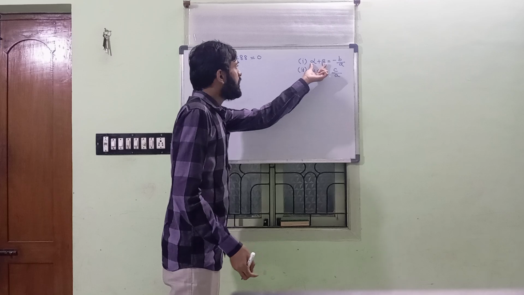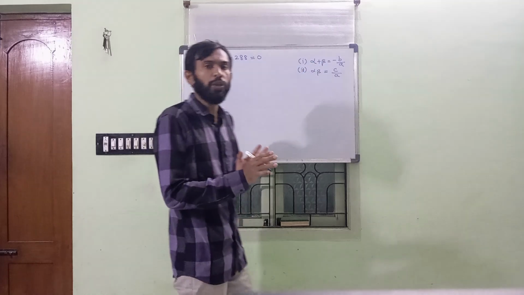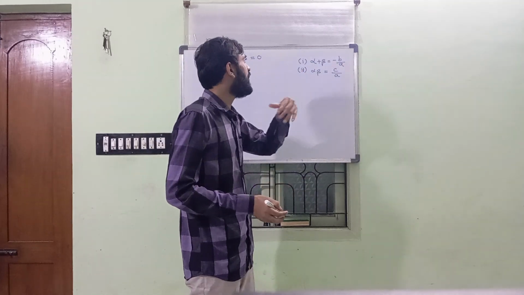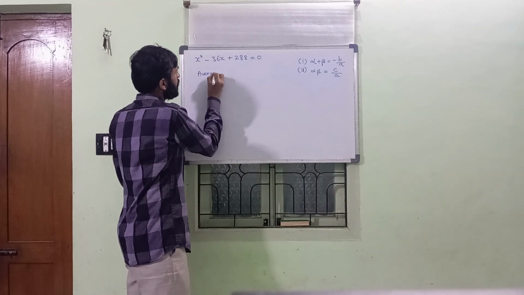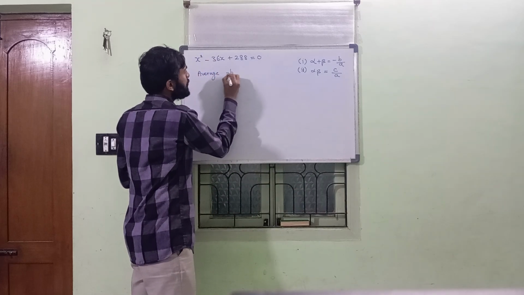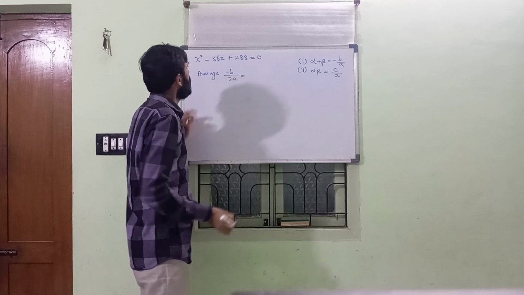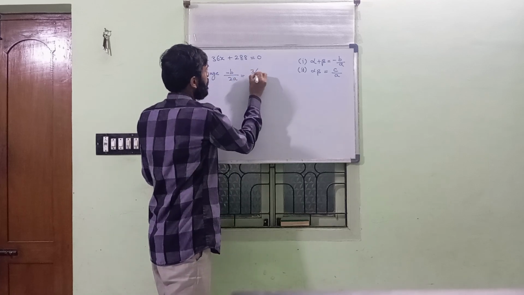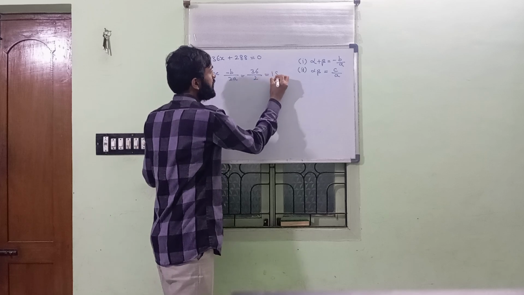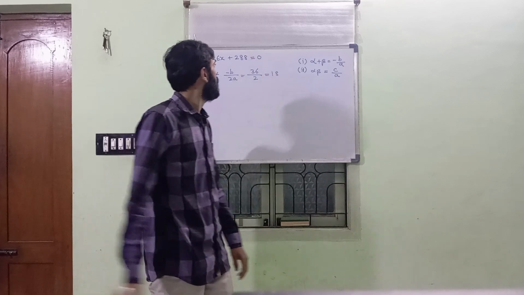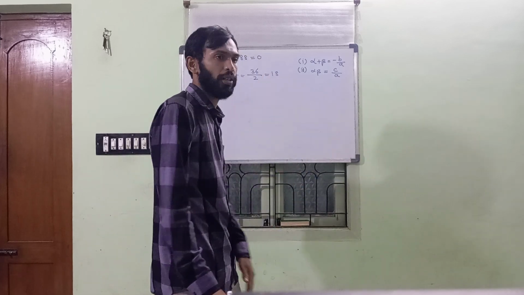Now this is the sum of roots. When you want to find the average, just divide by 2. So the average will be minus b by 2a. So minus b means it will become plus 36 by 2a. 2 into 1 is 2. So 36 by 2 is 18. Now this is our average.